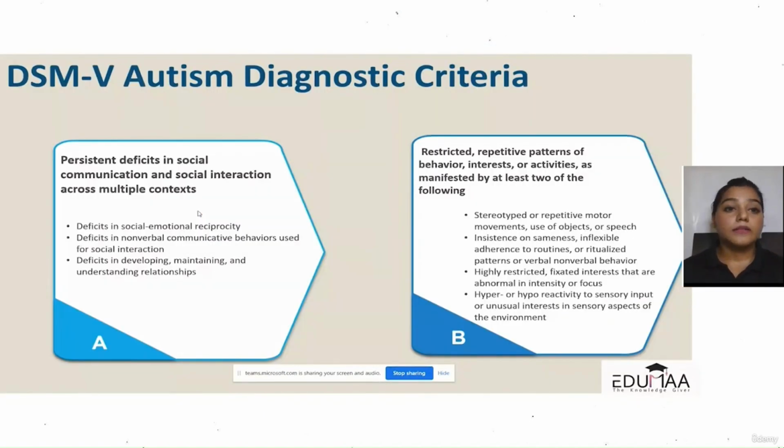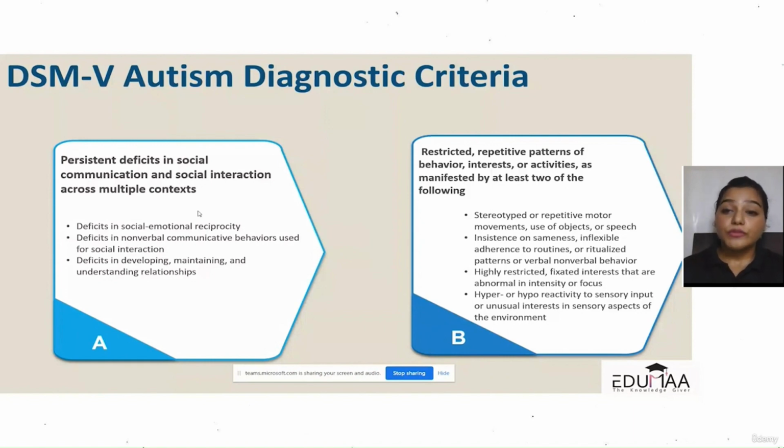Next, as per the autism diagnostic criteria in DSM-5, it is divided into several subparts. Let's cover part A: persistent deficits in social communication and social interaction across multiple contexts. What difficulties could our child be facing? They may have deficits in social emotional reciprocity, deficits in non-verbal communicative behavior in social interaction, and deficits in developing, maintaining, and understanding relationships.